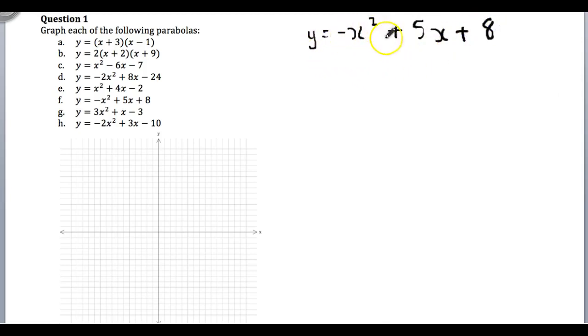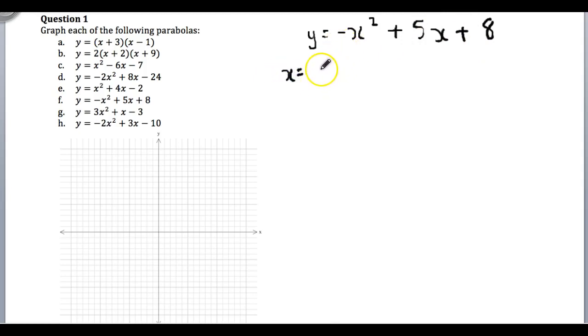All right, so we have y equals -x squared plus 5x plus 8. So it can't be factorized, so we're going to use the quadratic formula. I know my y-intercept is 8. I'm not going to do that. I'm just going to go straight into the quadratic formula.